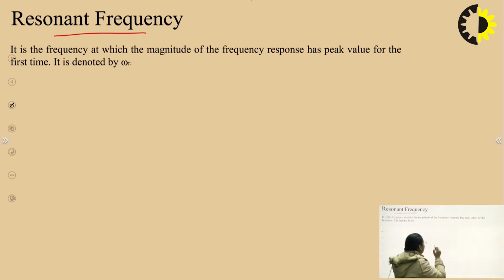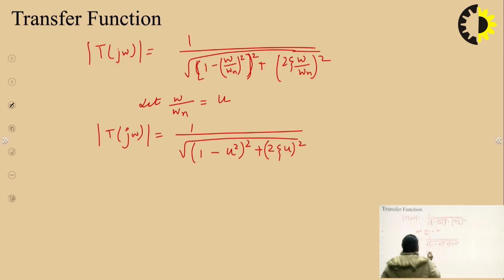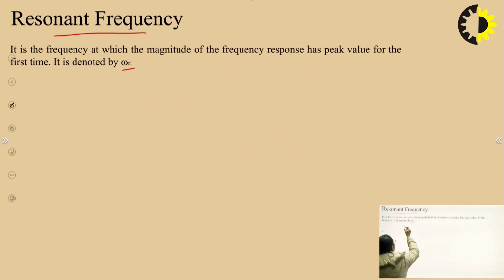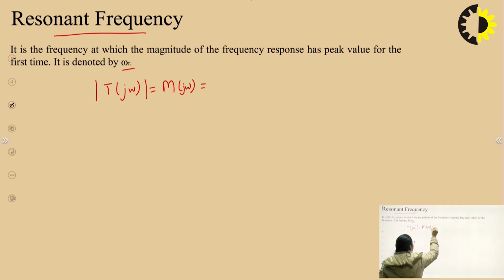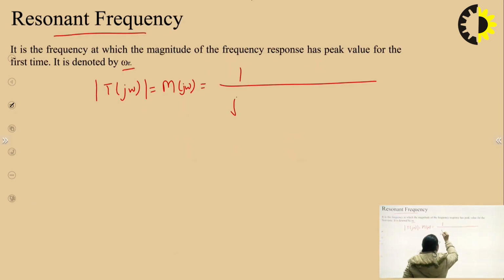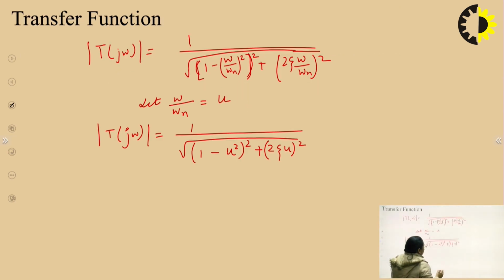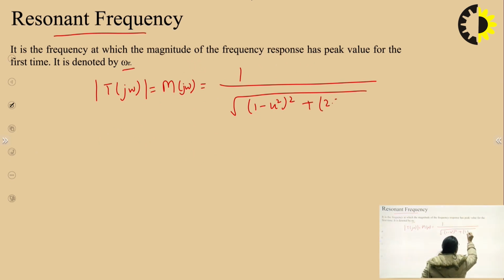So let's represent it by omega r. Since we know the value of this transfer function, I'll take it directly. The mod of T(jω), I'm writing the value of magnitude. I can write it as M(jω) will be equal to 1 upon under the root of (1 minus u squared) whole squared plus (2 zeta u) whole squared.